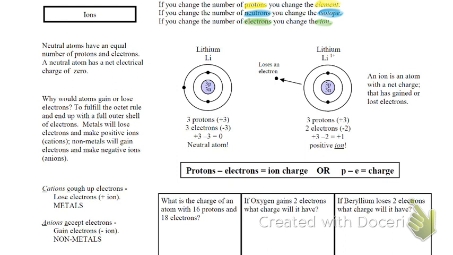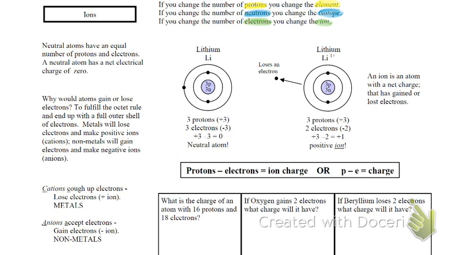Electrons. When your number of protons is the same as your number of electrons, then your atom is just neutral because they cancel each other out. There's the same amount of positive as there is negative. But if you change the number of electrons, you're going to change the charge of your atom.